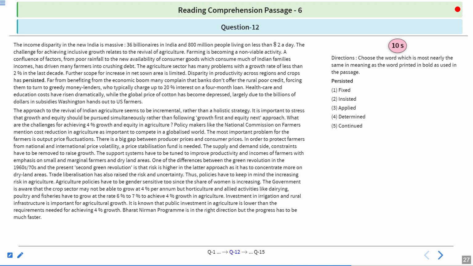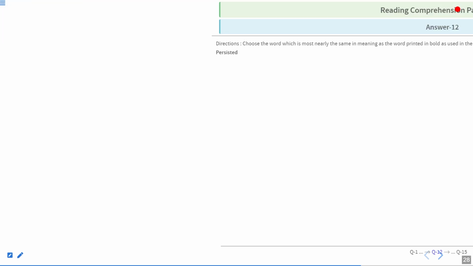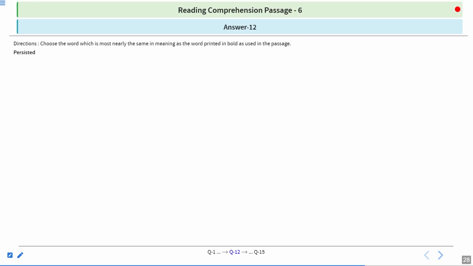Choose the word which is most nearly the same in meaning as the word printed in bold as used in the passage: persisted. Options are fixed, insisted, applied, determined, and continued. The correct answer is 5, continued.